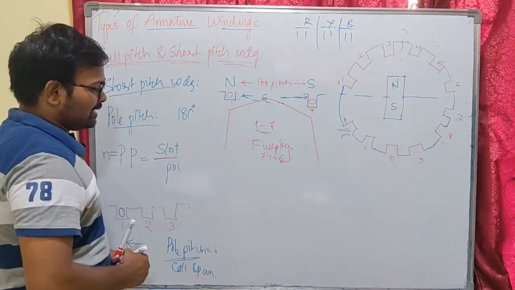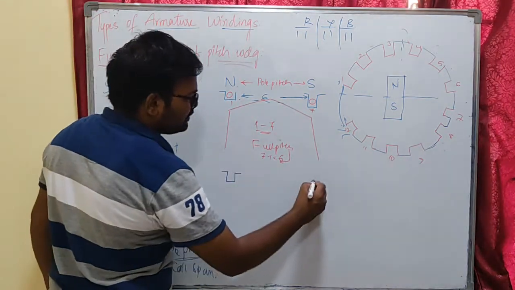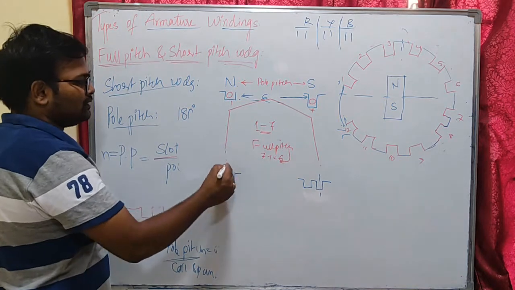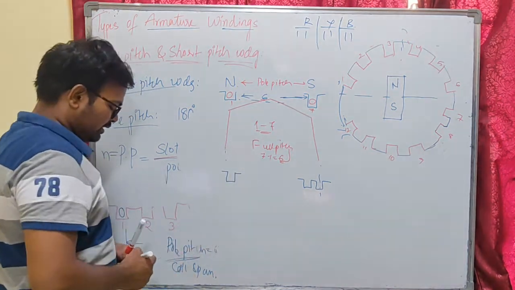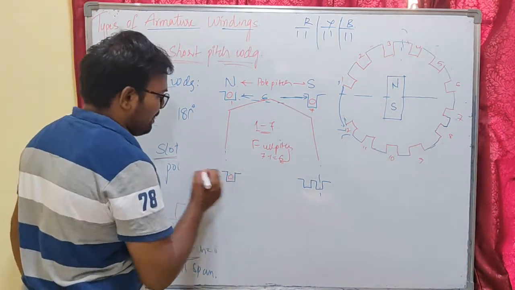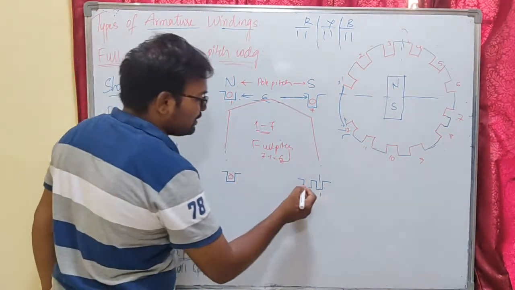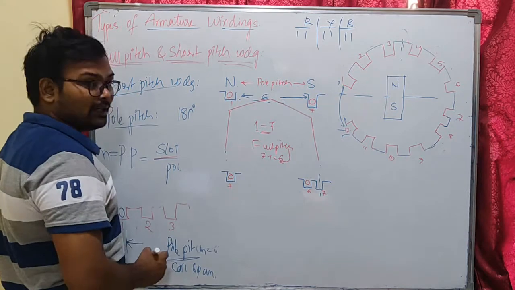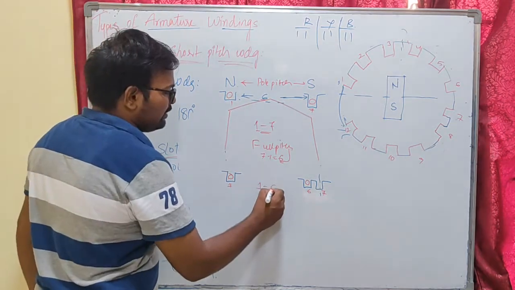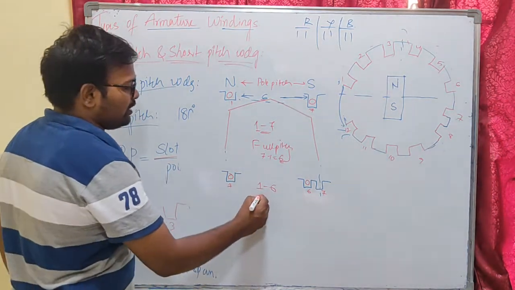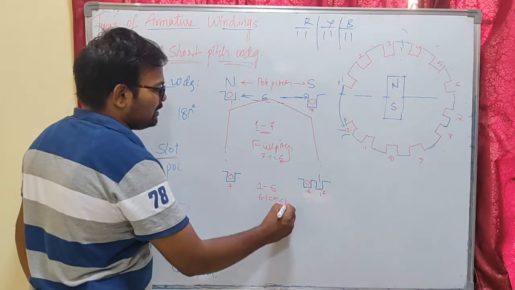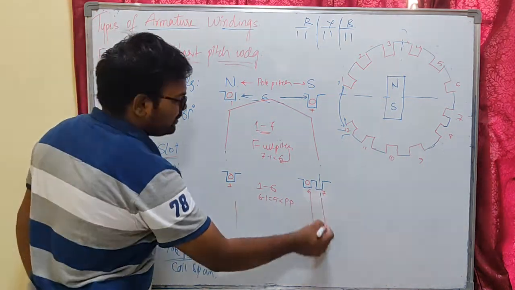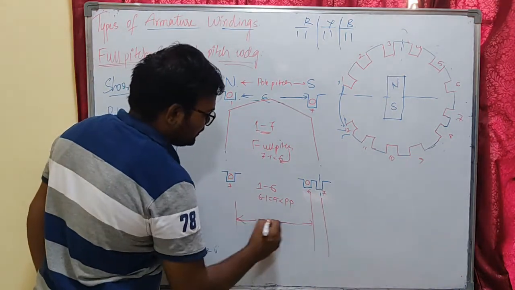So what is short pitch winding? The pole pitch is the same, 6. If I place one coil side in the first slot and the second coil side in the 6th slot, the coil can be given the numbers 1-6, that means 6 minus 1, that will be 5, which is less than the pole pitch. So this is nothing but my short pitch winding.